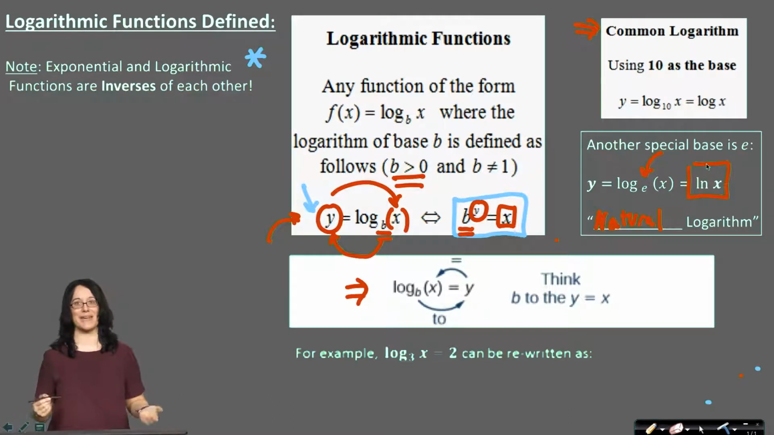Some students wish it was NL because natural log makes sense, but it comes from Latin where they put the adjective before the noun, or vice versa rather. I said it backwards there, but you get the idea, I hope. So natural logarithm will be written as ln, and that means I have a base of e, where e is approximately 2.71. It's that irrational constant, kind of like pi, that goes on forever without a certain pattern that we know about. We know how to approximate it, but we don't know the exact value. So we say that would be our base e.